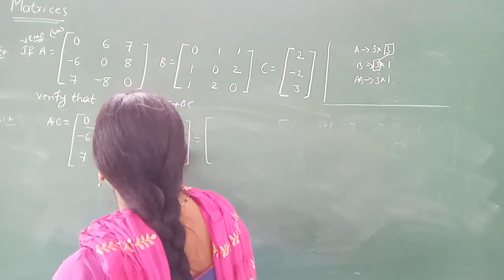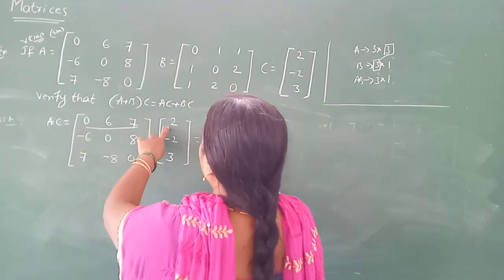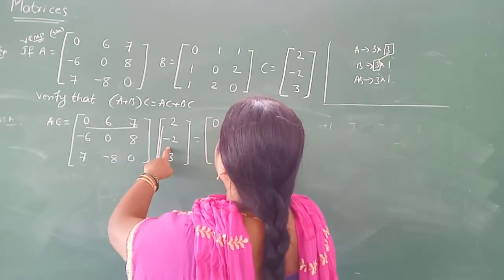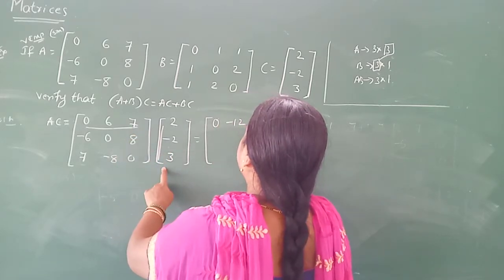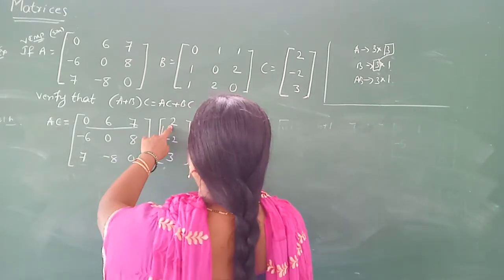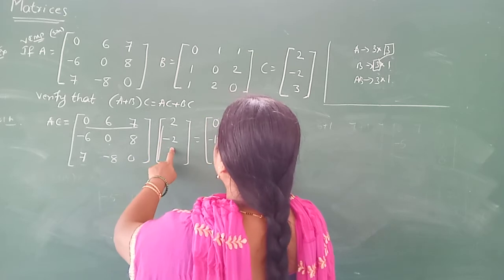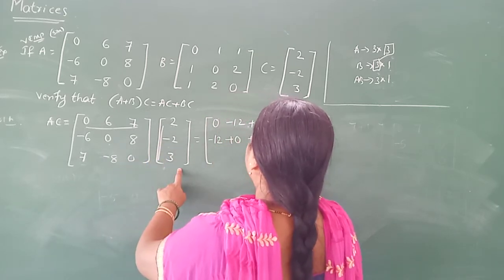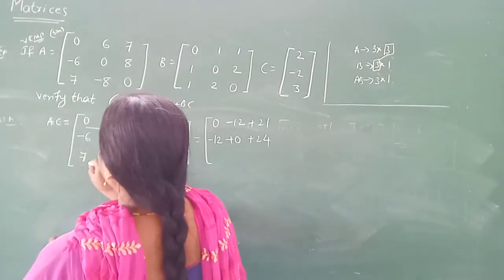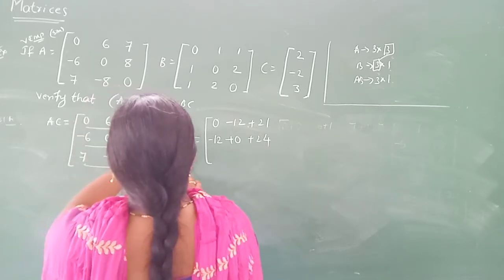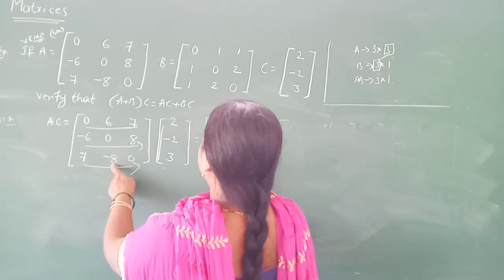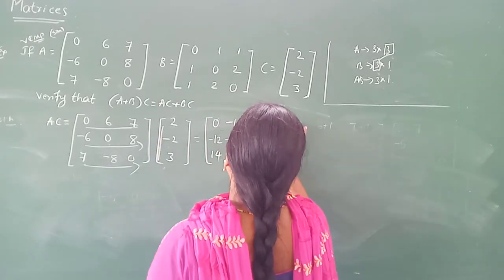Apply first row with first column. 0 into 2. What will you get? 0. We will write directly because we know how to calculate. 6 into minus 2, minus 12. 7 into 3, 21. Next, minus 6 into 2, minus 12. 0 into 2. 8 into 3, 24. Next, third row, first row. 7 into 2, 14. Minus into minus becomes plus, 8 into 2, 16. 0 into 3, 0.